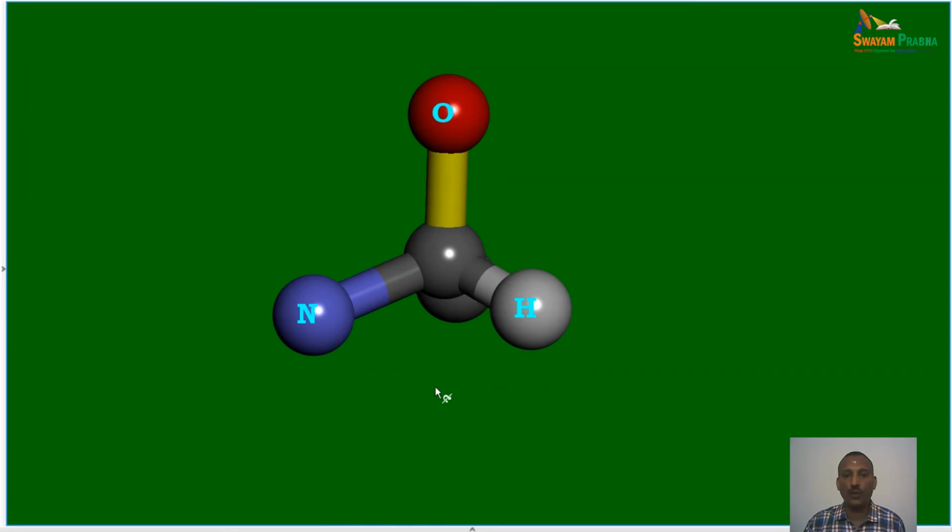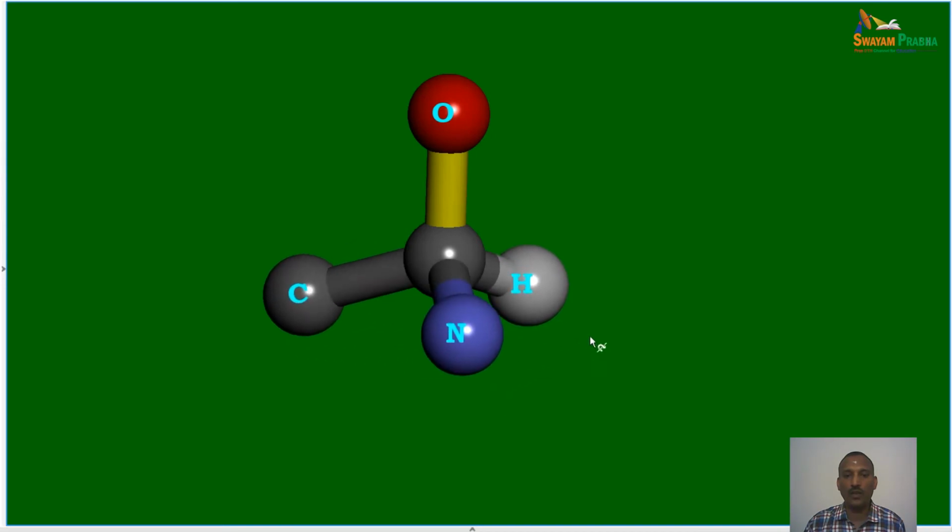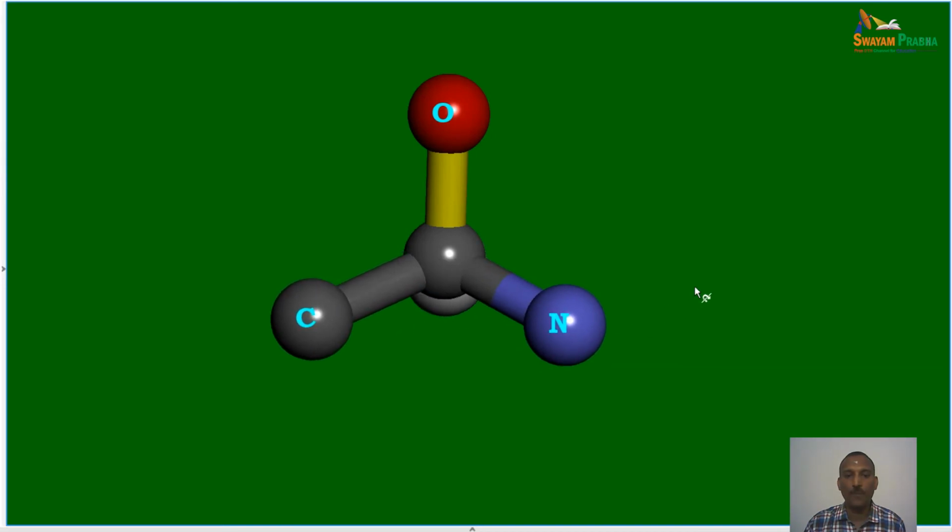So if I rotate this, the hydrogen now goes to the back, and the nitrogen comes to the right, carbon comes to the left. So priority wise, if I have to write, oxygen is having the highest priority, followed by nitrogen, followed by carbon. So this is 1, 2, 3. So this is in the clockwise direction. So this is an R isomer.